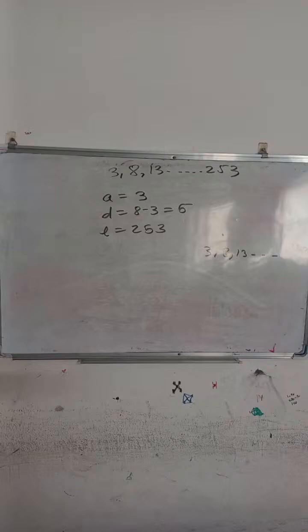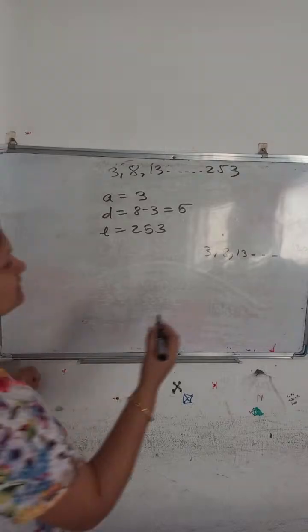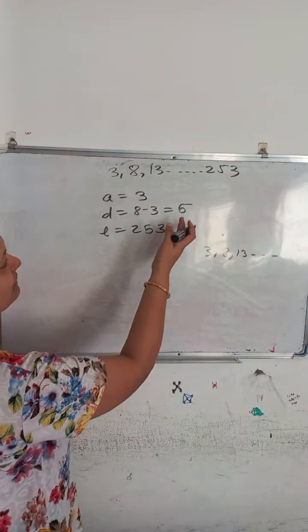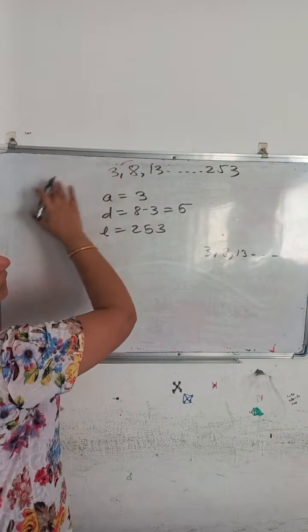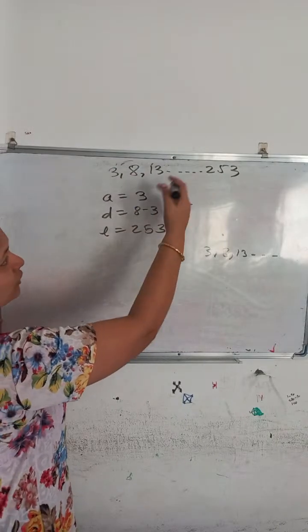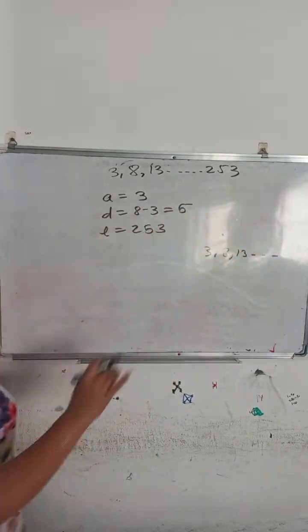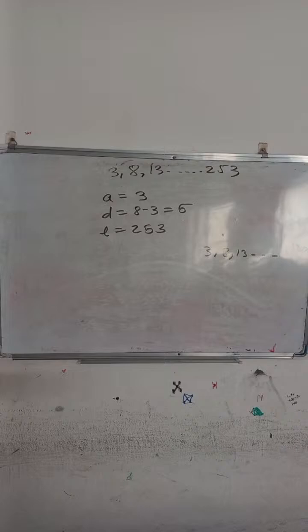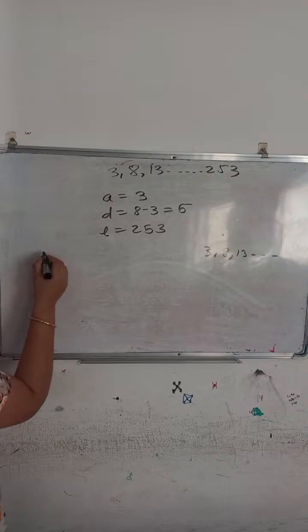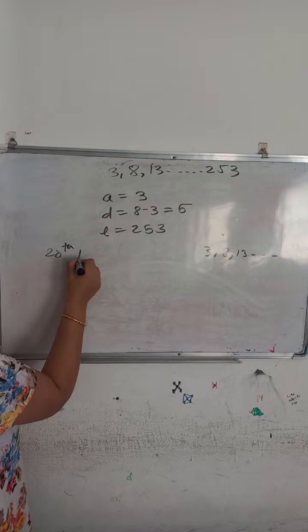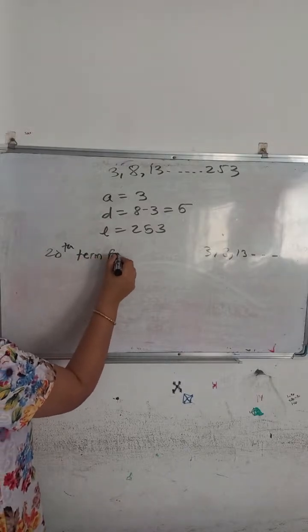They are asking for the 28th term from the last. Here the common difference is 5, so you can subtract 5 as you come back, and you will get the previous term. I want to find the 28th term from the last. Are you getting the question? How can you find this? Do you have any idea? We did one formula. The 28th term from last.